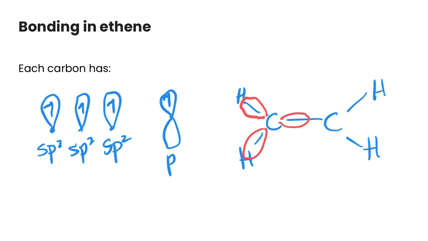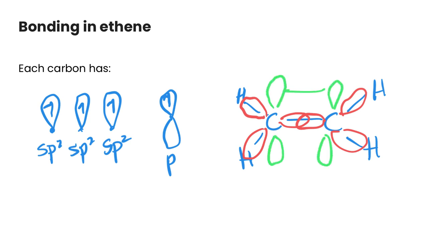We're going to have end-to-end overlap between these ones here and then these guys here. And then let's draw in our p orbital for each carbon. And we're going to get this side-to-side overlap happening here and here. So we're going to create 3 of our sigma bonds as well as 1 pi bond around each carbon. So remember, those p orbitals have to overlap side to side to form that pi bond. So again, this is how we can use hybridization to explain the bonding in ethene.